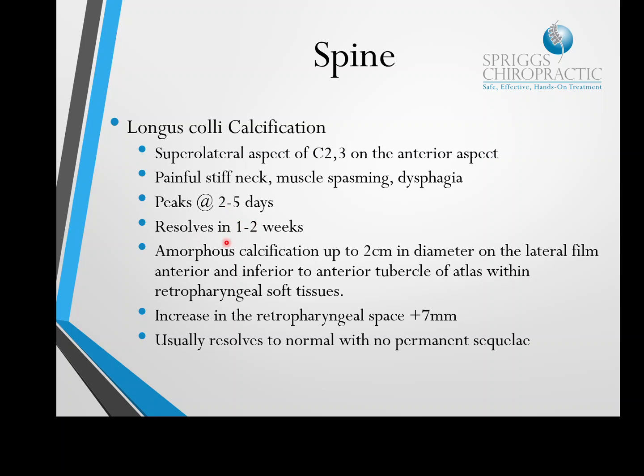You'll get a nice amorphous calcification that can grow up to a good few centimeters, seen on the lateral film of the cervical spine, anterior and inferior to the tubercle of the atlas, within the retropharyngeal soft tissue space. You can also see an increase in the retropharyngeal space above the 7mm cutoff point, so it will simulate soft tissue swelling. Usually resolves to normal with no permanent sequelae as well.